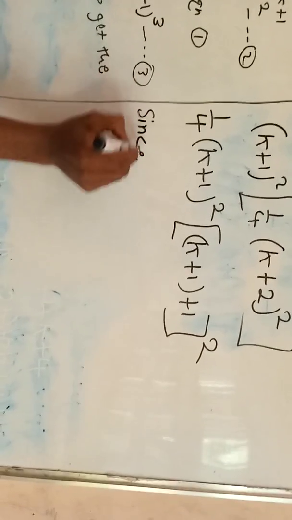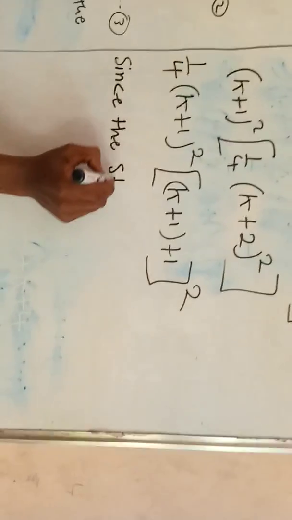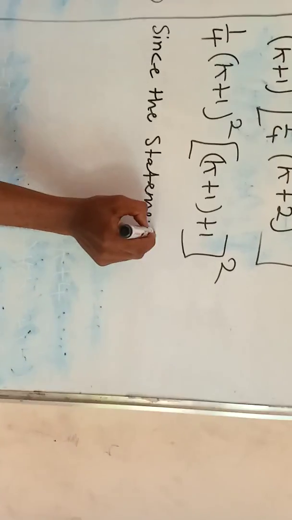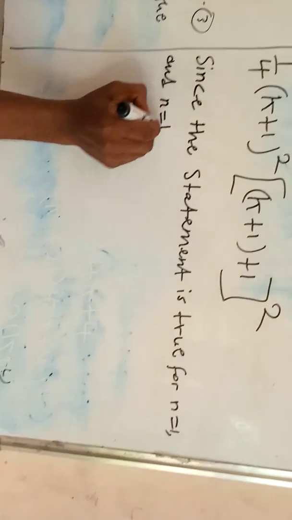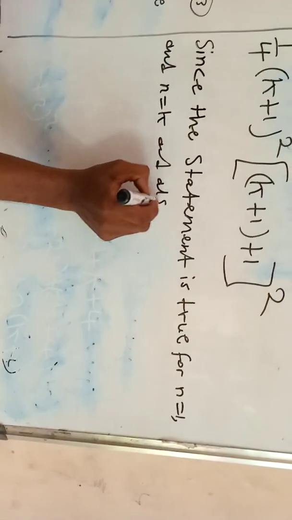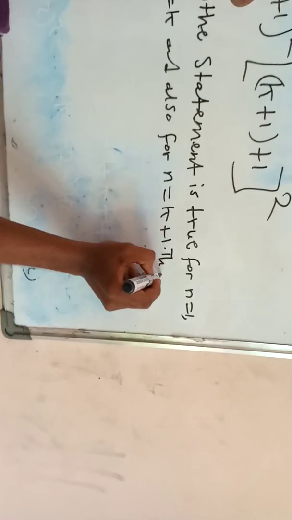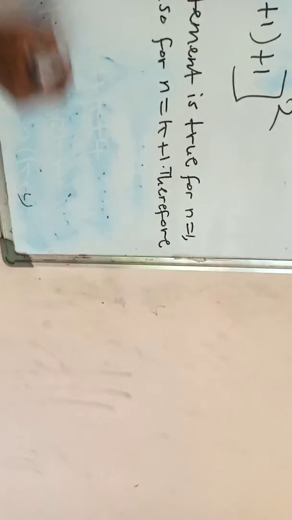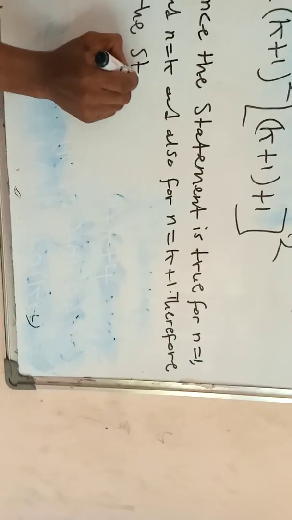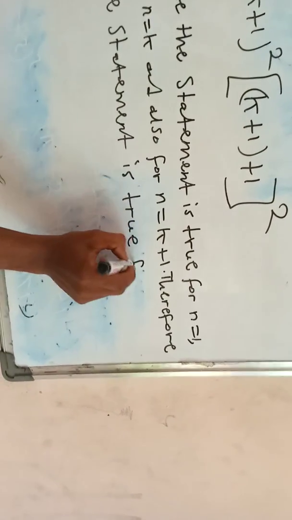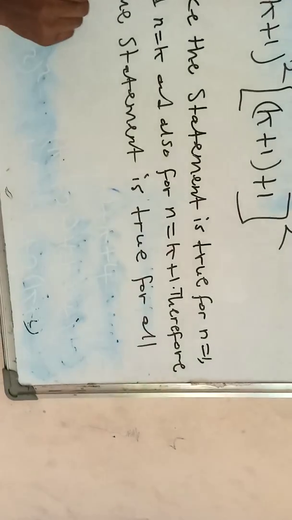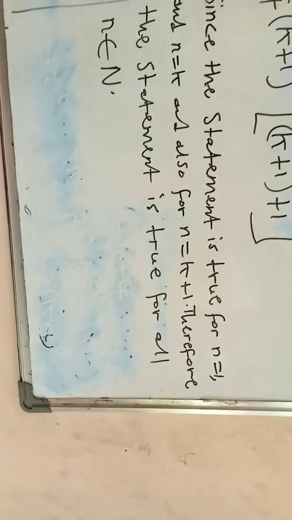Since the statement is true for n is equal to 1 and n is equal to k, and also for n is equal to k plus 1, therefore the statement is true for all positive integers of n. This is the conclusion.